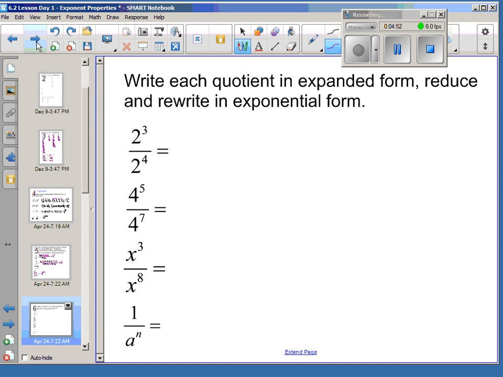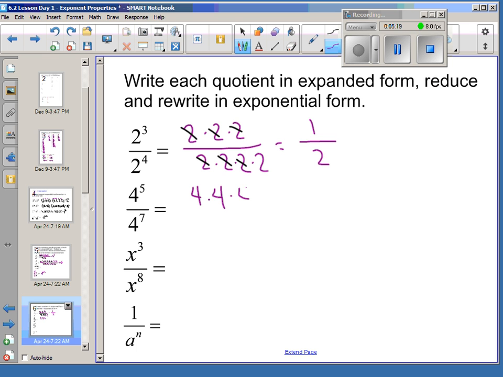Here we have more quotients in expanded form, and I'm just going to do 1 or 2 of these. So 2 cubed is the same thing as 2 times 2 times 2. And 2 to the fourth is 2 times 2 times 2 times 2. If we cancel, we see that we end up with more 2s in our denominator this time, so 1 over 2. So let's try 4 to the 5th over 4 to the 7th, and see if that helps us. So 4 times itself 5 times, and 4 times itself 7 times.